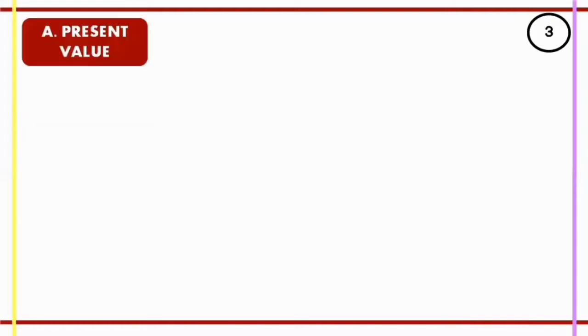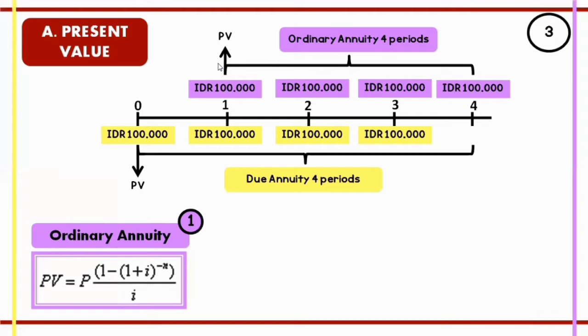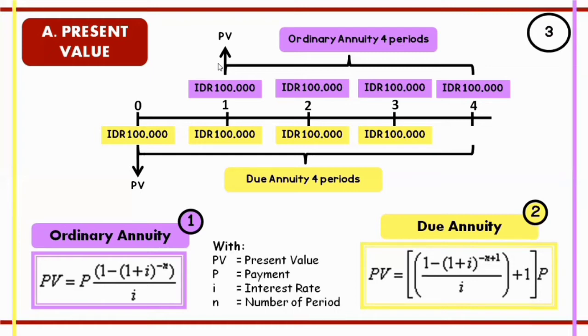The first is present value, and this is the diagram of present value of ordinary annuity and due annuity. The first formula is present value of ordinary annuity. PV equals to P times 1 minus 1 plus I to the negative n divided by I. And due annuity, PV equals to 1 minus 1 plus I to the negative n plus 1 divided by I plus 1 times P. The PV is present value, P is payment, I is interest rate, and n is number of period.